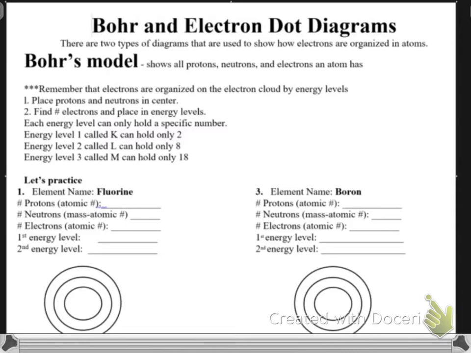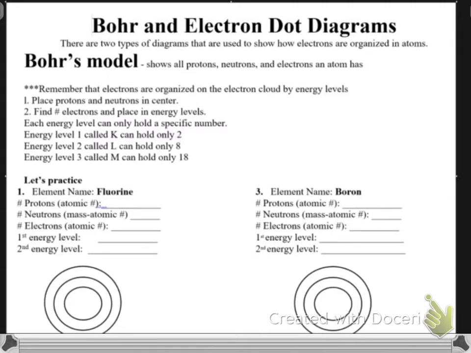This is called Bohr's Model, and the top of your paper is called Bohr and electron dot diagrams. There's two different models we're going to talk about, and the first one's Bohr's Model. I broke these into two videos in 2 days worth of work, so we'll do the first one all together, and the second one you'll be able to do more on your own.